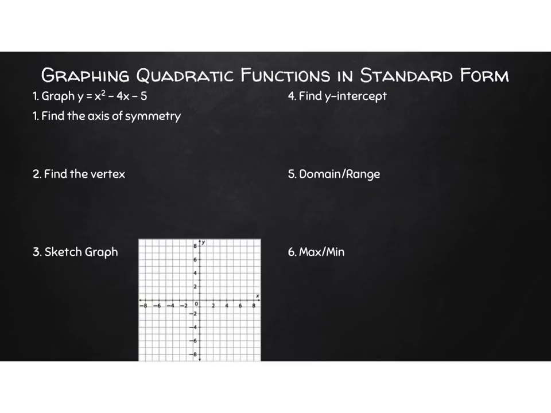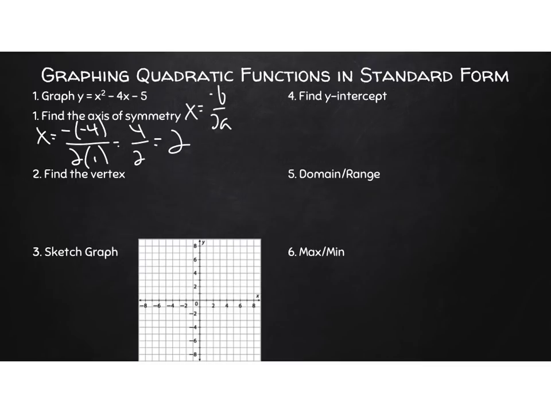Graphing quadratic functions in standard form, we did a little of this in 6.3. So continuing with this idea, find the axis of symmetry. Remember, our axis of symmetry is x equals negative b over 2a. So I get x equals negative b, which is negative 4, all over 2a, where a is 1. Two negatives make a positive, and I get 4 over 2, which is just 2.